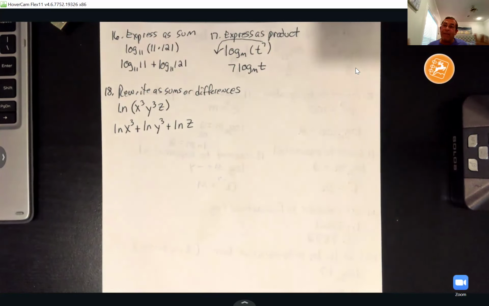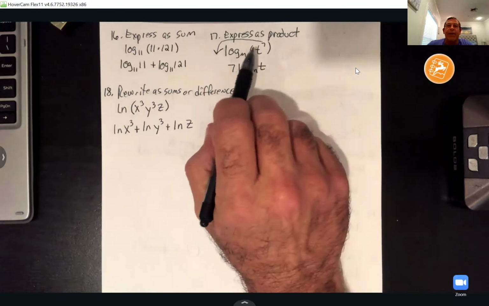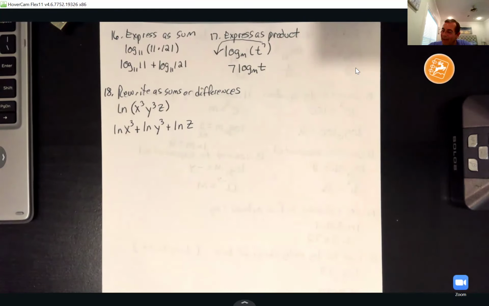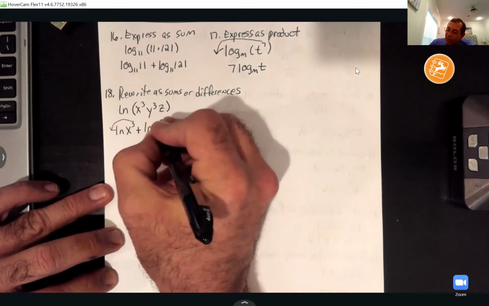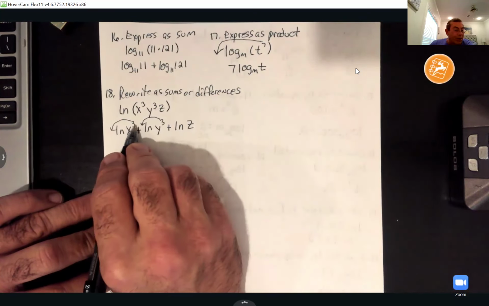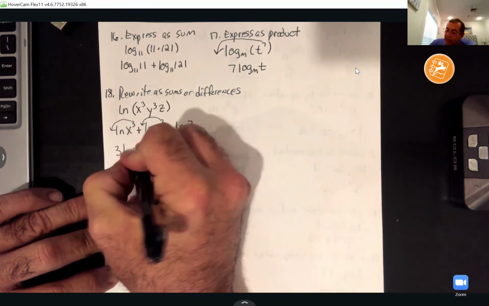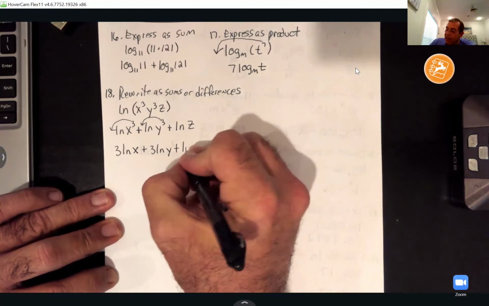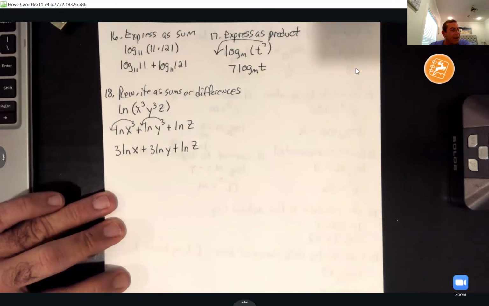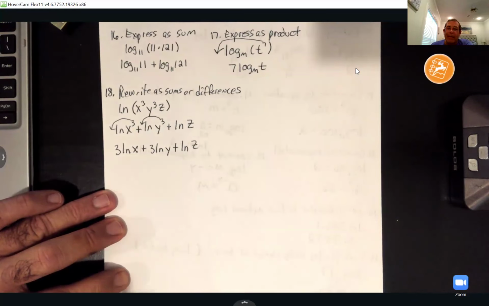Now I need to know, can I go any further on this? So on this one, y'all better be thinking about that product rule we did up here, because I see a couple exponents here. And remember, these exponents have to be brought down to the front so that you get a 3 ln x plus a 3 ln y plus my ln of z. Now you also remember, bring those exponents down.